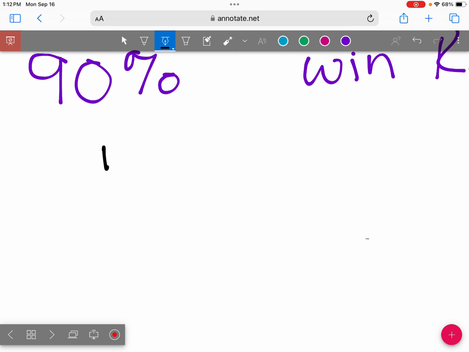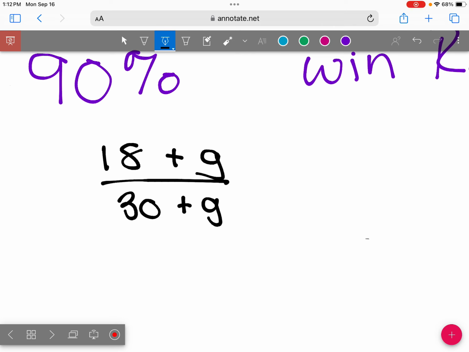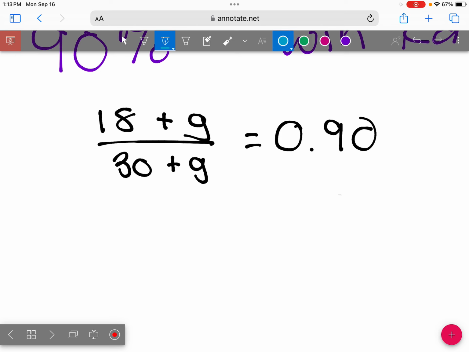All right. It was a trick question. So we can set this up exactly the same way. 18 plus some number of games, over 30 plus some number of games. But this time, instead of it equaling 75%, I want it to be 90%. So what is my decimal going to be? 0.90. 90%. 0.9. So what do we do? Multiply by 30. Multiply by our denominator, whatever's on the bottom.